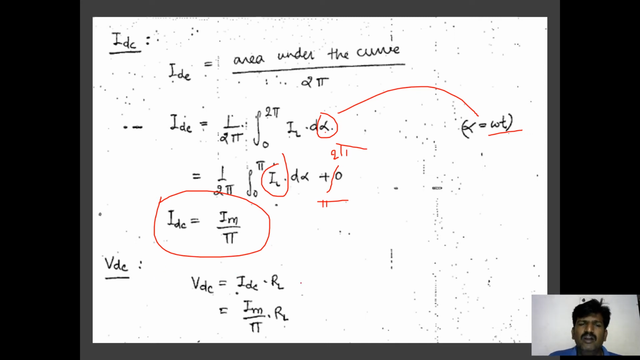According to Ohm's law, you can write V equals IR, or I equals V by R, or R equals V by I. These are all formulas corresponding to Ohm's law. Here I have written VDC equals IDC into RL. What is the IDC? According to the notation for the half-wave rectifier, IDC is equal to Im by pi.